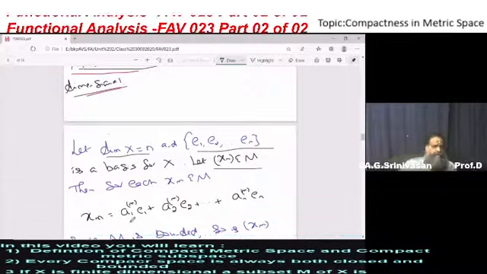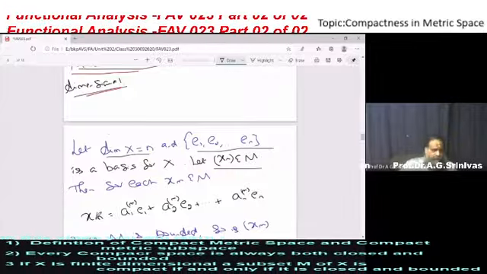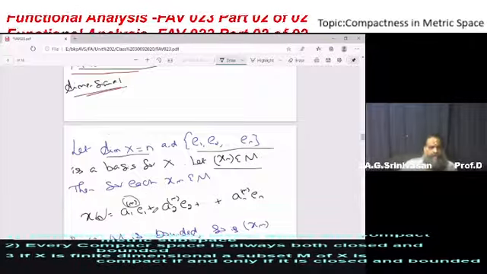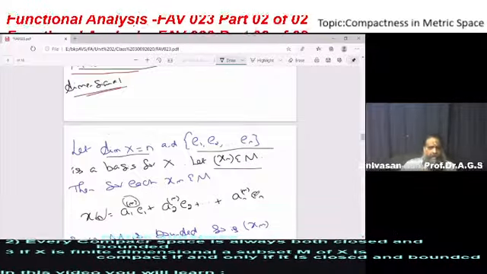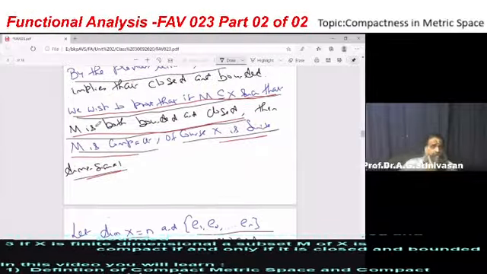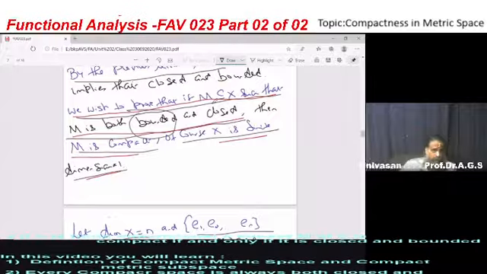So Xm is equal to A1 E1 plus A2 E2 etc. An En. Because there's an m here, I put an m here as well. So Xm is equal to A1 power m E1 plus A2 power m E2 etc. An power m En. You are assuming that M is both bounded and closed. Bounded as well as closed. Okay, we are assuming that.